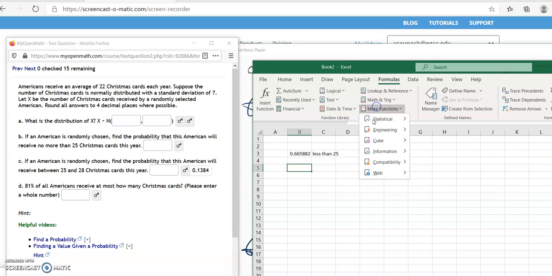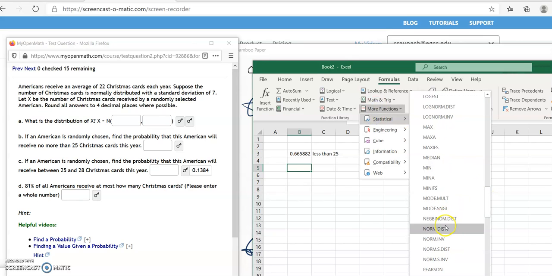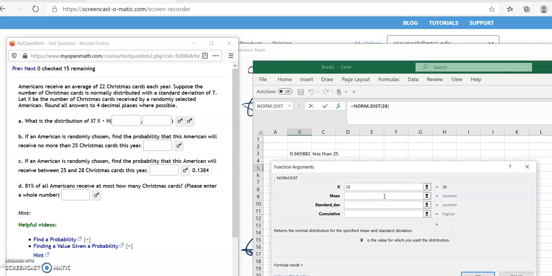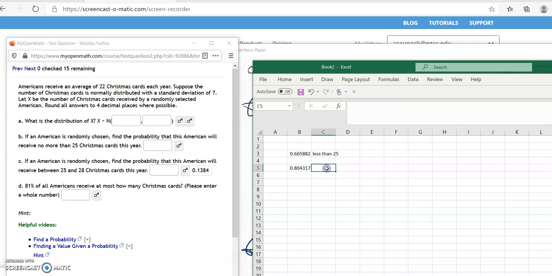We're going to do the same thing: more functions, statistical, norm.dist. X value is 28, mean 22, standard deviation 7, cumulative again always 1, and that's less than 28. Okay, so now I'm going to take this minus this, but I'm going to convert it to four decimal places first. 0.8043 minus 0.6659, and that's going to be my answer. Hopefully 0.1384 if we did everything right and my answer matches theirs. But I always want to make sure. 0.8043 minus 0.6659, 0.1384 it is.